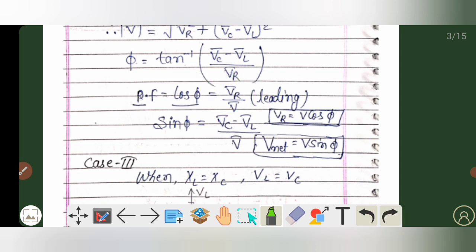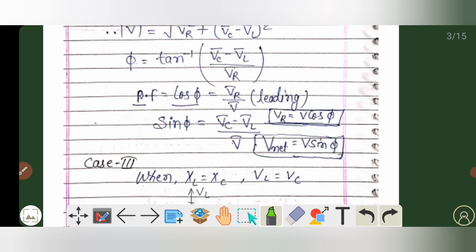Now if you want to calculate the value of sin phi, that will come out to be (VC minus VL) by V, my dear friends. And from the power factor, if you want to calculate the value of VR, it comes out to be VR is equal to V into cos phi.